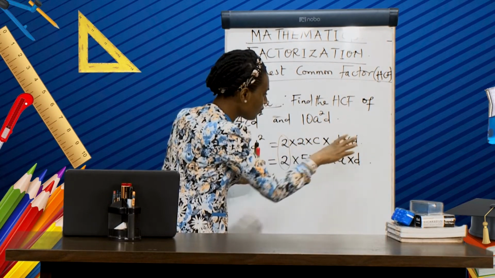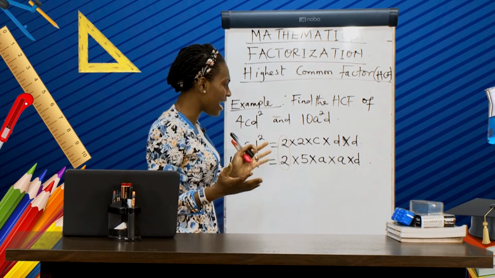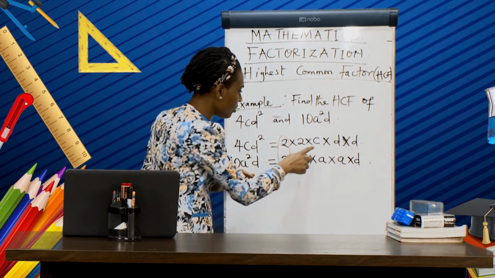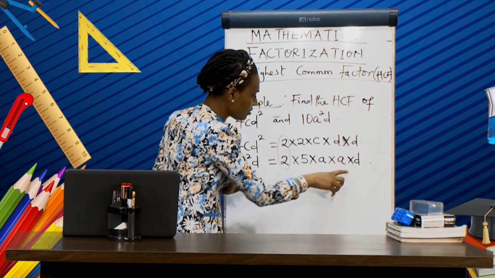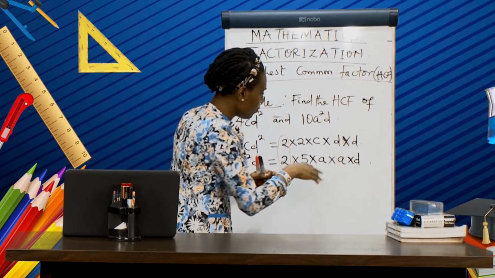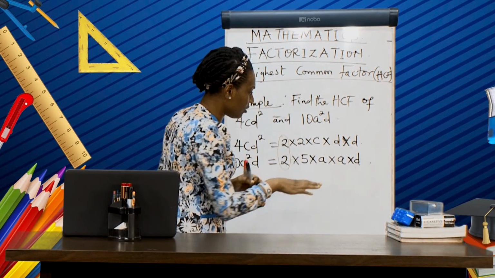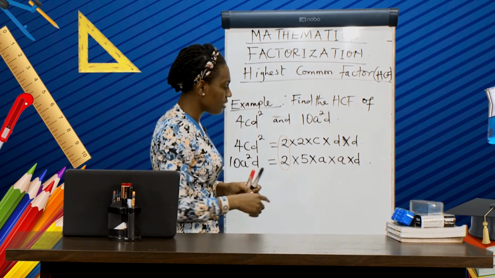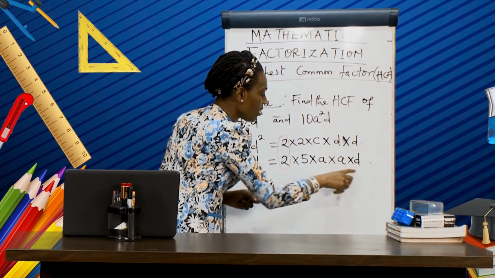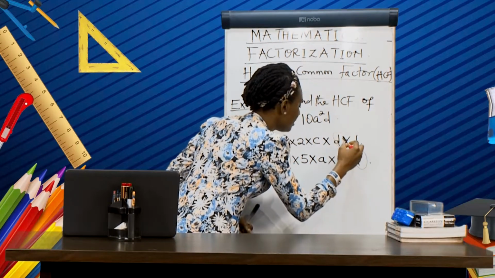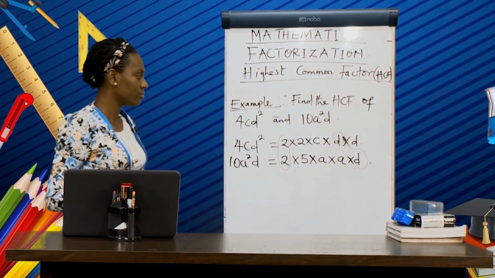Let's move to the letter section and see if we have any letter that is common to the two algebraic terms. We have C here, but there's no C here, so we leave that out. We have A here, but there's no A here, we leave that out. Okay, we have D. So let's see, we have D here and we have D here. So we can see that the D is common.